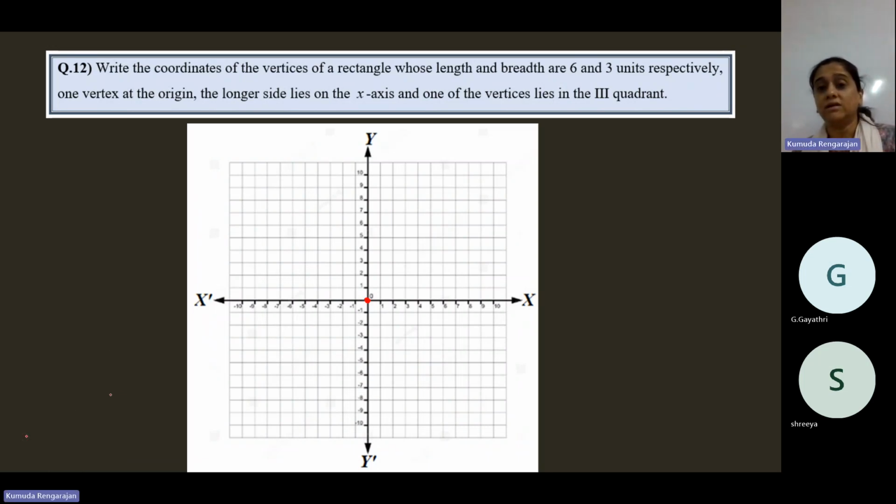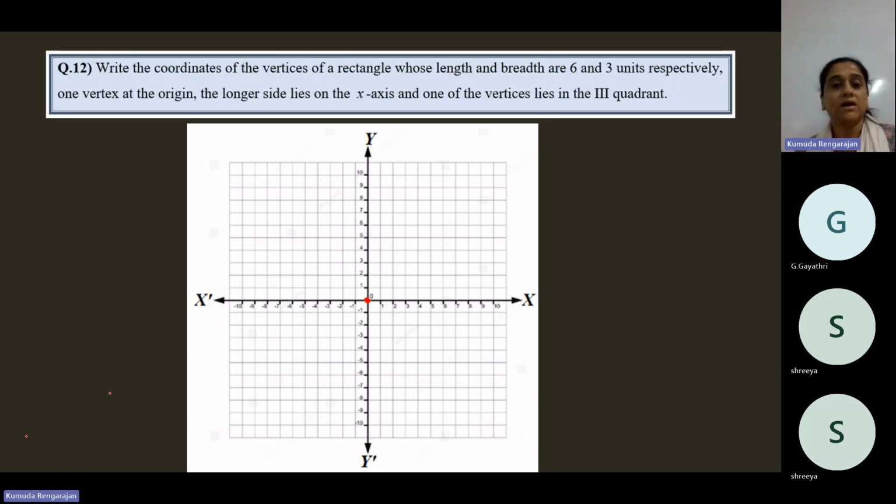So the longer side is the length, which is 6 units, and it lies on the x-axis. Now it is on the x-axis, meaning which side, left side or right side? So we are not sure. So read ahead. And one of the vertices lies in the third quadrant.